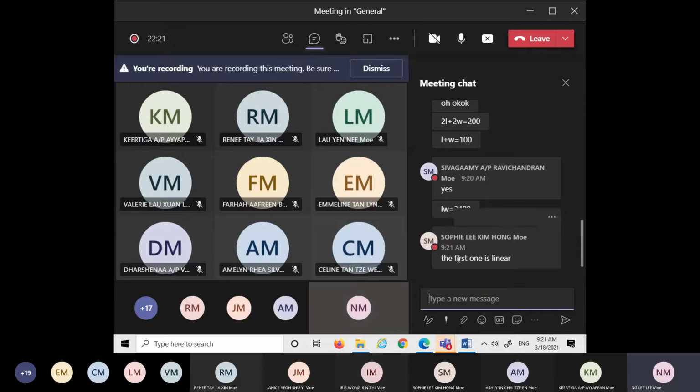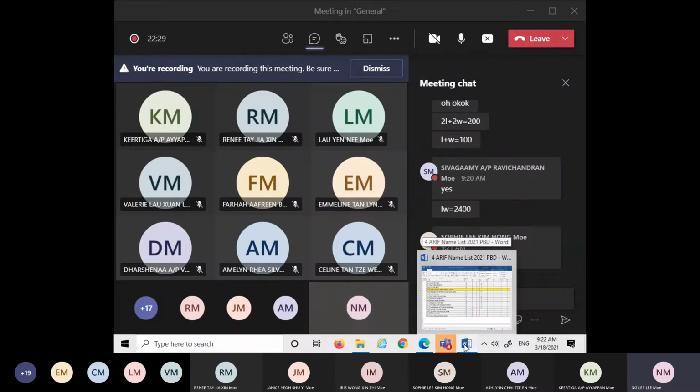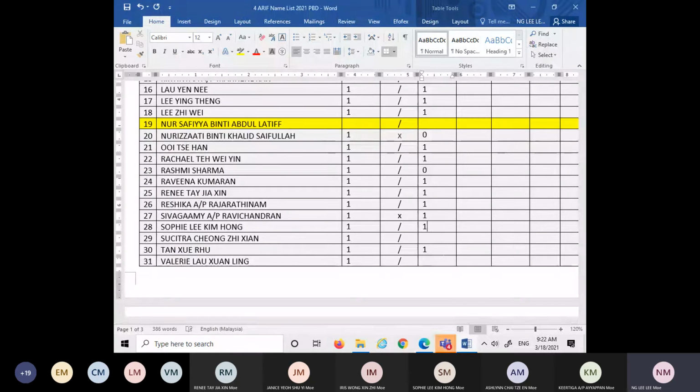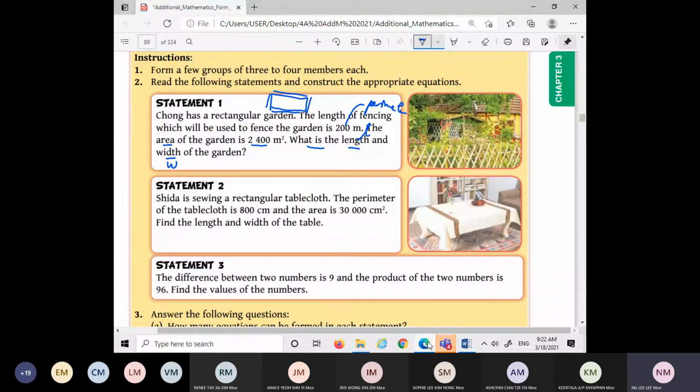Okay, the first one is linear, therefore the second one is non-linear. Okay, thank you, Sophia. Now we go to the second statement, second example. Suchita, can you please help me with the second example?